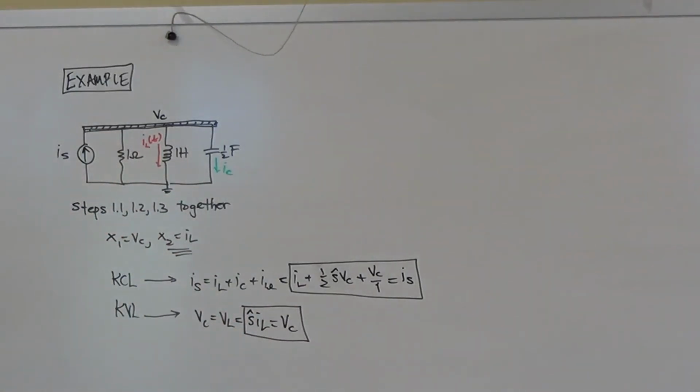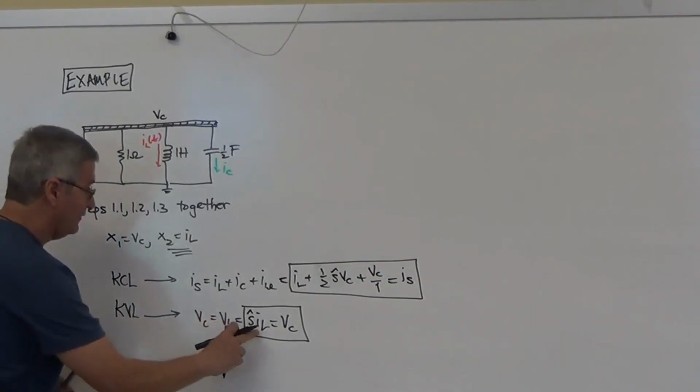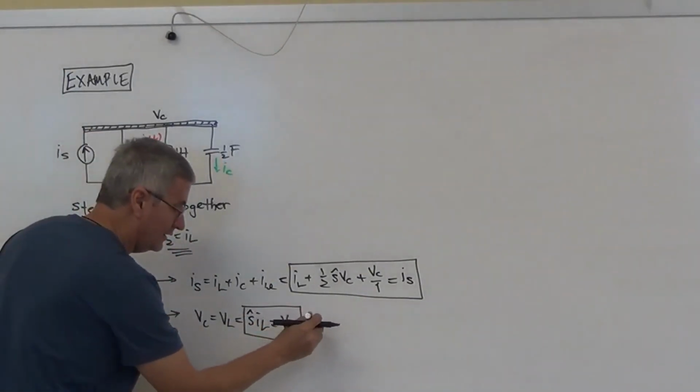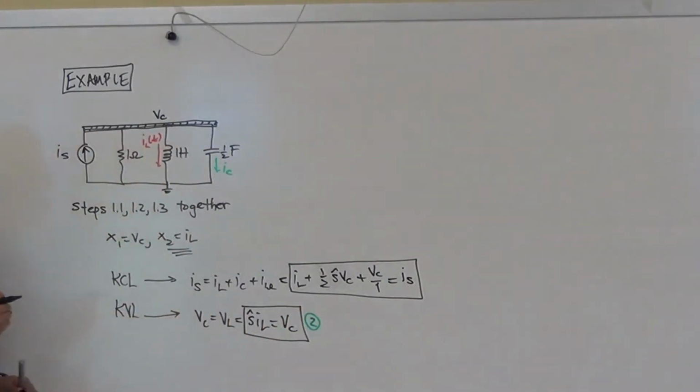So if we were looking for the initial conditions, what equation is going to help me? The derivative of the x2 terms. So the derivative of the inductor is this guy. That's equation 2, and that's for step down with initial conditions.